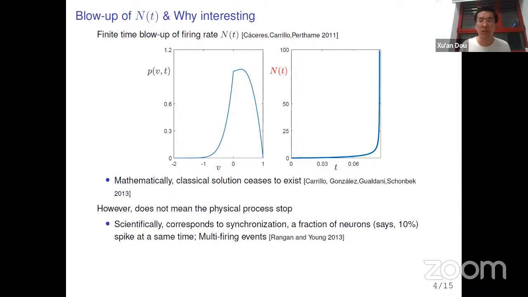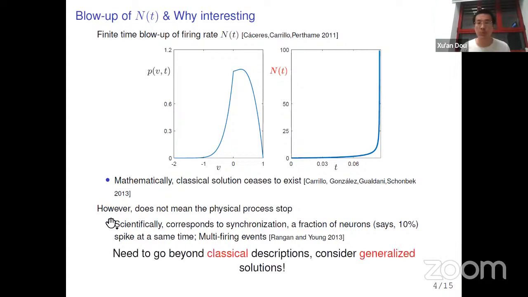Mathematically, you cannot continue a classical solution beyond the blow up time. Indeed, as long as the firing rate does not blow up, it has been proved that the firing rate will remain finite and you can continue the classical solution. So the blow up of the firing rate is exactly the obstacle which stops a classical solution. However, it does not mean the underlying physical process or the neural network also stops when the firing rate blows up. On the contrary, it means the neural network synchronized, like 10% of the whole neural network spikes at the very same time. This also relates to the multi-firing event, which is a recent concept in computational neuroscience. So to describe synchronization in the mean field model, we need to go beyond classical description and consider generalized solutions.